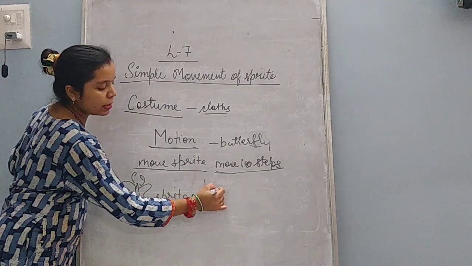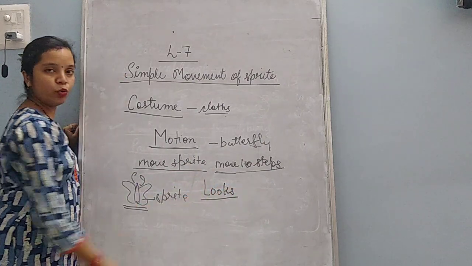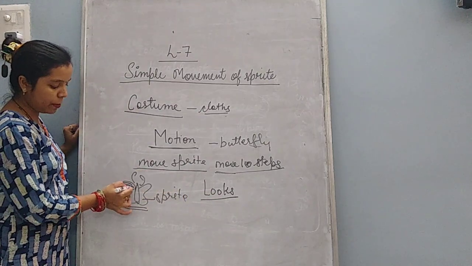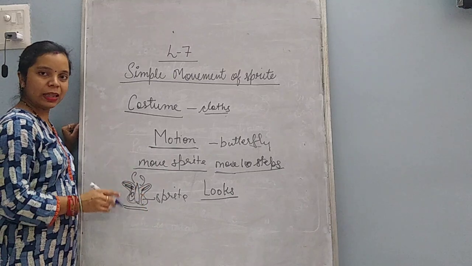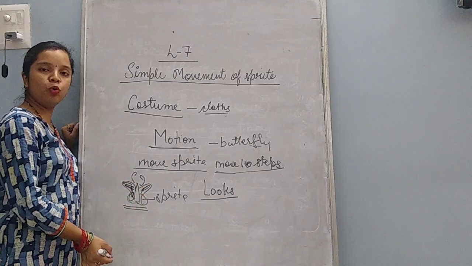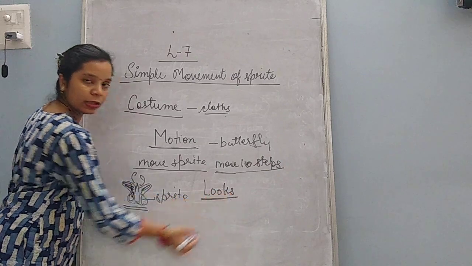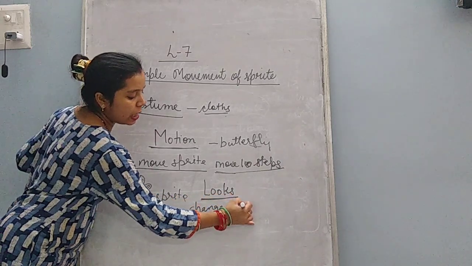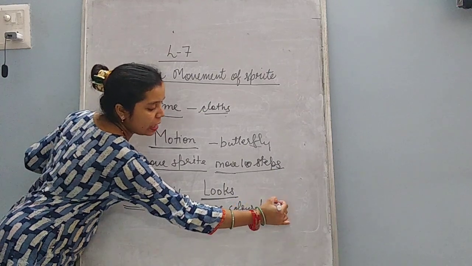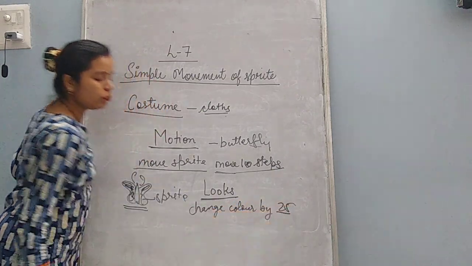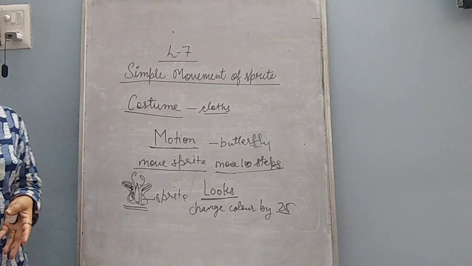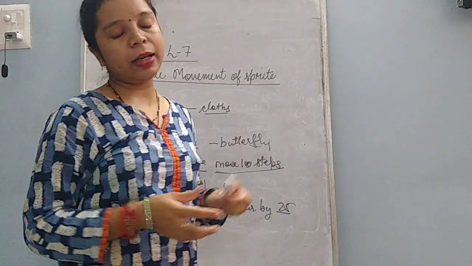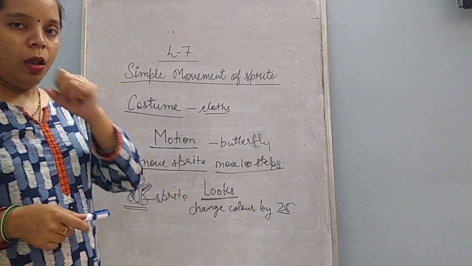And one more block is there, looks. Using this looks block, you can change color. Suppose you have chosen a butterfly of yellow color. Now you want a butterfly of blue color. So go to looks and choose this: change color by. You have to choose any number, like 25 you have chosen. So whatever color number 25 is, that color your sprite will change to.